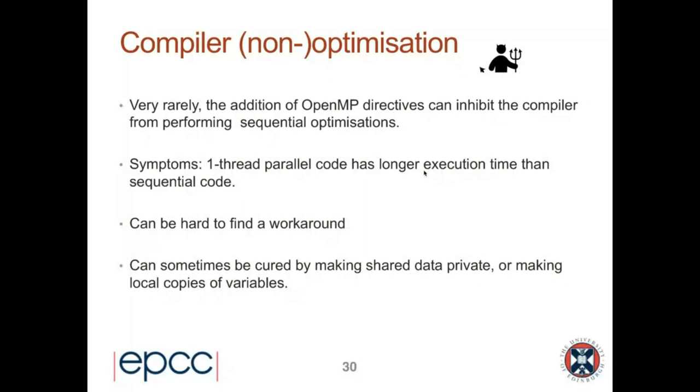And the symptom that you will see is that your one thread parallel code takes significantly longer than the sequential code compiled without OpenMP. If this does happen to you, it can be very hard to find a workaround. Sometimes it can be cured by making shared data private, for example, or making local copies of variables that would otherwise be passed into subroutines. If you make a variable to copy the values in, sometimes that kind of thing can fix it because it makes the compiler's analysis a bit easier. But in general, it's a really hard thing to deal with because it's very hard to get an idea of what's gone wrong inside the compiler.